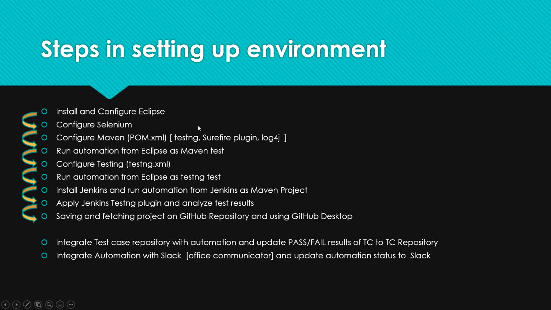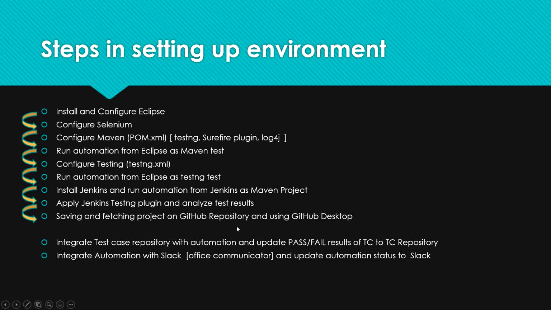Going forward, this is covered in the first two videos, and in this video we'll try to run the same project which we ran from Eclipse, from Jenkins. We'll create a Jenkins job and run our Maven project through Jenkins. So from scratch we'll install Jenkins, we'll create a Maven project, and we'll run our Eclipse Maven project through a Jenkins job.